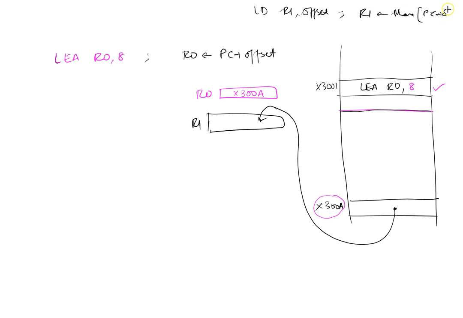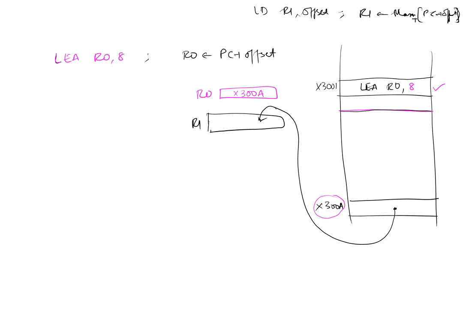Both went through the same process. They computed a PC plus offset, but this one reached out and grabbed the contents of that location, while this one just got the address and came back. Yeah? So now that I have the address, what can I do with it?